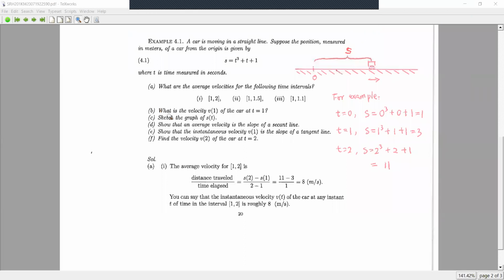Question B. What is the velocity of the car at the time t is 1? This question is asking for instantaneous velocity. For instantaneous velocity, we cannot use the formula for average velocity to compute it. Then, how to find the instantaneous velocity in this question B? Let's move on to the next page for the answer.